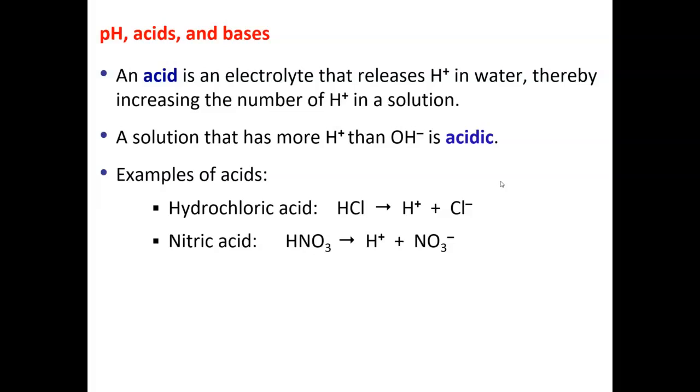So we're adding H plus. That's why this is called an acid, because it adds H plus to a solution, making that solution more acidic. So an acidic solution just means it has more H plus than OH minus. Nitric acid, same thing. Put it in water, it comes apart, adding H plus to that solution, making it more acidic.